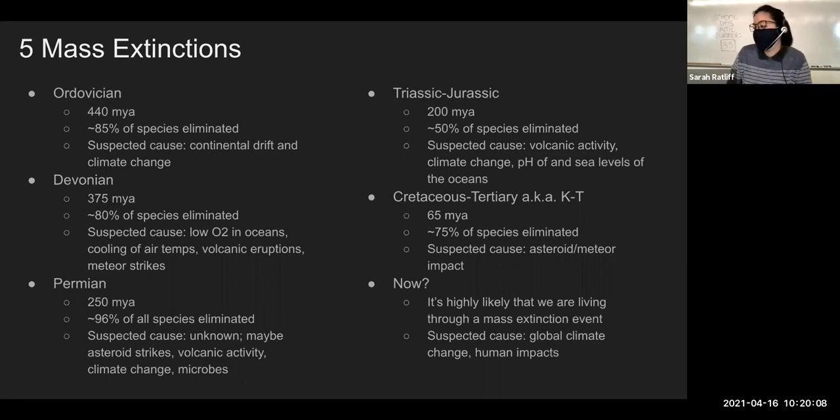It's also possible that there were meteor strikes. Maybe there was a barrage of space rocks coming and killing a bunch of things, kicking up more dirt into the atmosphere. Again, decreasing that air temperature.